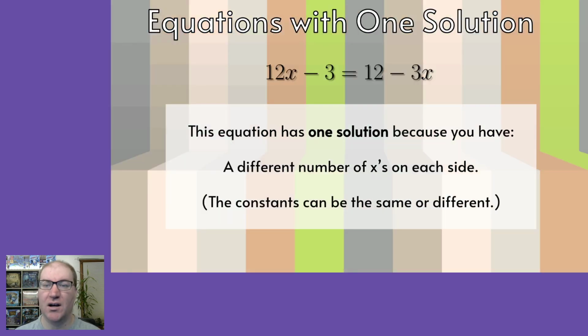Here's another example of an equation with 1 solution. If you look carefully, I think you're trying to be tricked here, right? The 12x on the left and the 12 constant on the right, that's fine. Those numbers are the same. To see how many solutions it has, just look at the number in front of each variable. Just look at the total number of x's on each side of the equal sign. There's 12 x's on the left, negative 3 x's on the right. This one's going to have 1 solution because the number of x's is different.